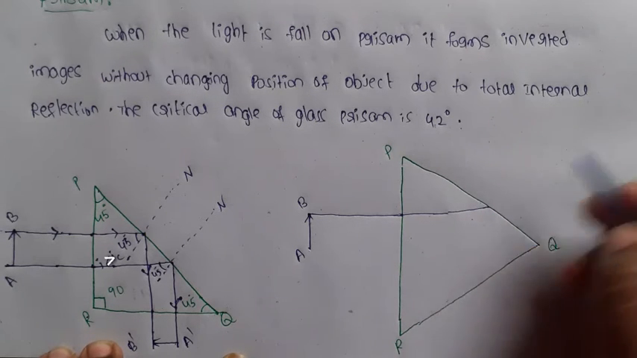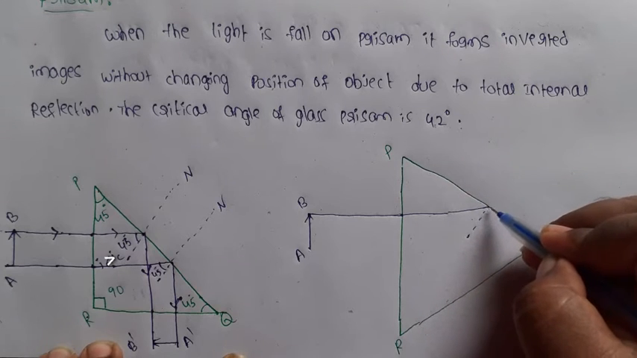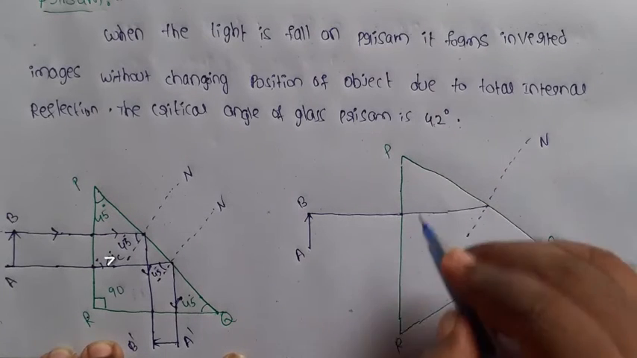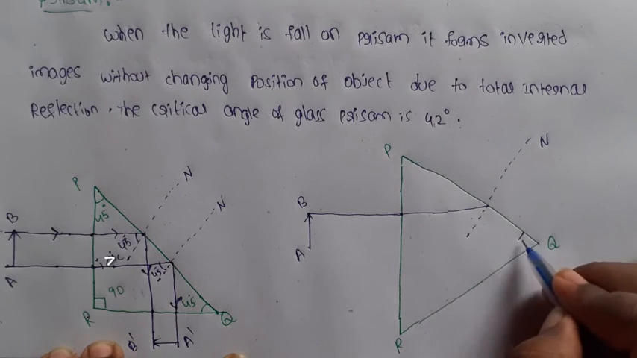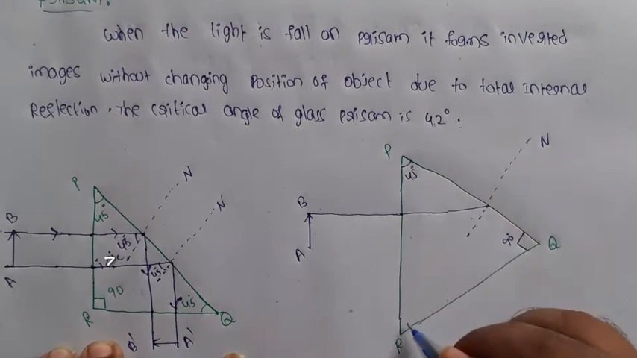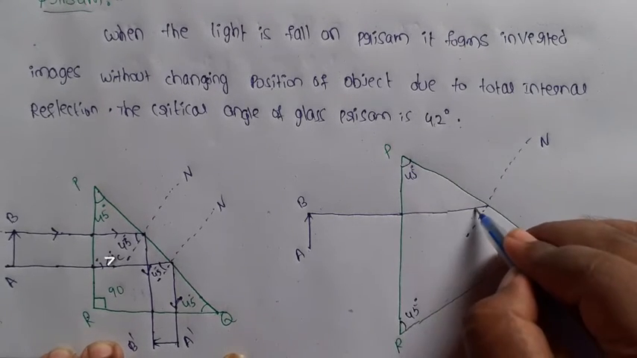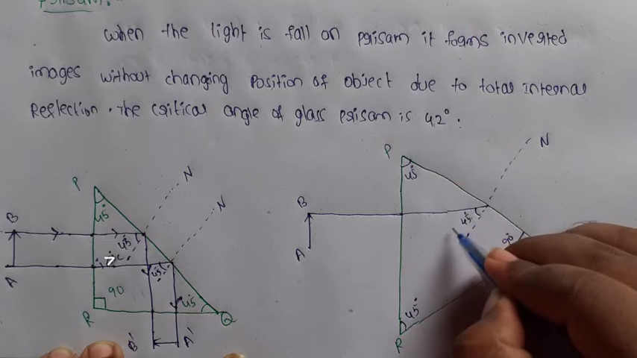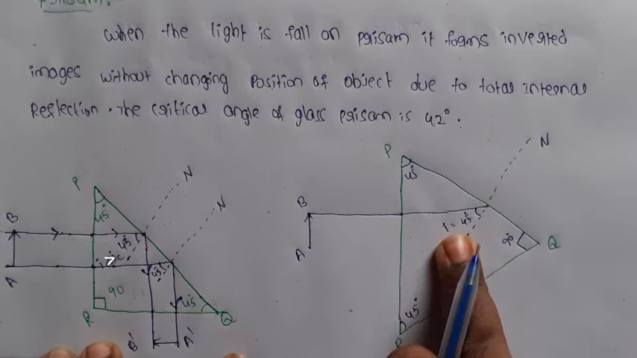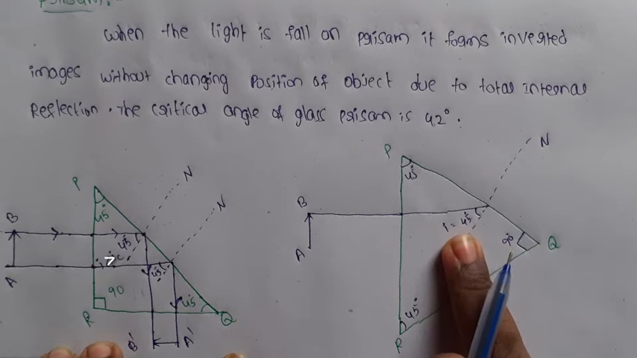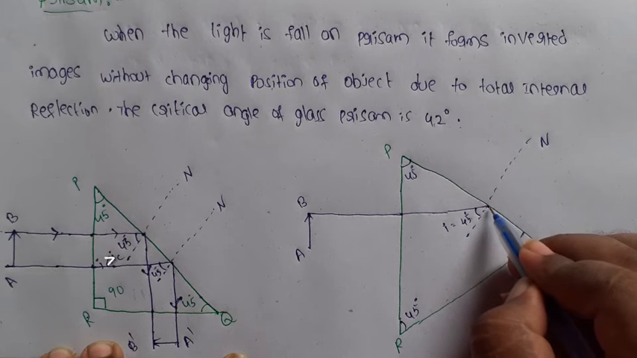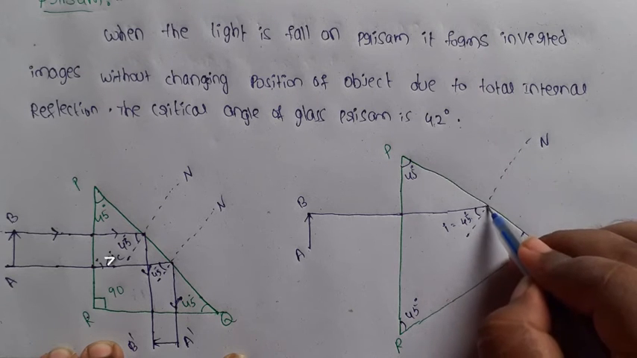What about the angle here? I am going to draw the normal line. This is the normal line. Here the angle is 90 degrees, here 45, here also 45. What about the incident angle? 45 degrees. So here the incident angle is greater than the critical angle, so total internal reflection is going to happen. The ray of light is reflected into the same medium.